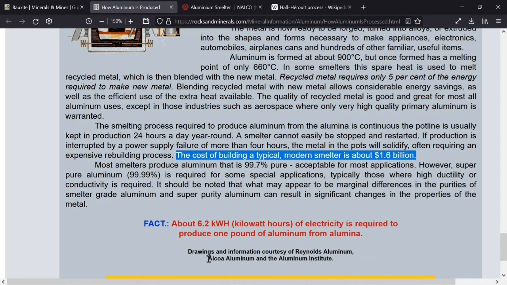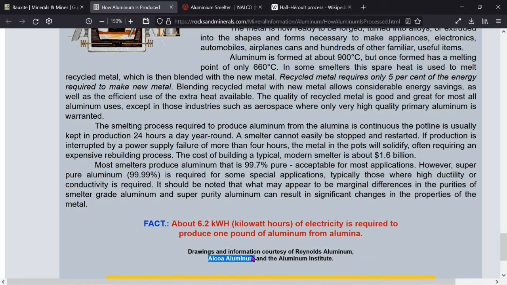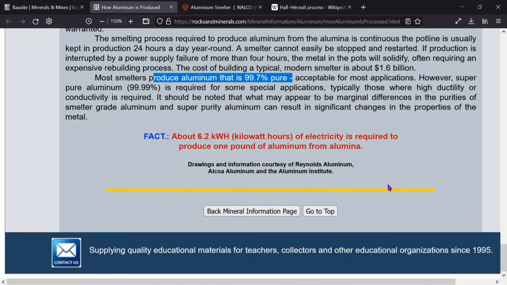Now, do you see the name of the company? Alcoa. This is the company founded by Mr. Hall. And the aluminium which is formed is 99% pure. The aluminium is highly ductile. It can be put into wires. It is malleable. It can be beaten into sheets.